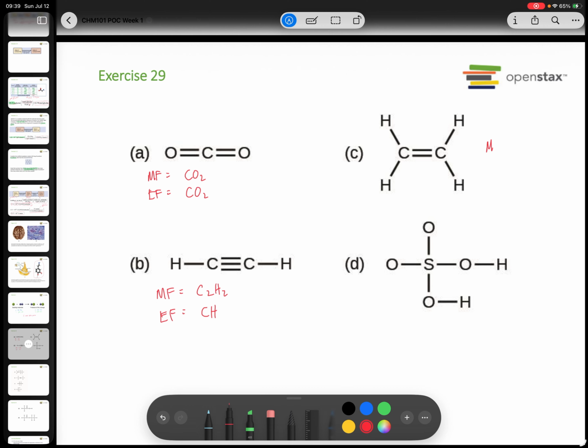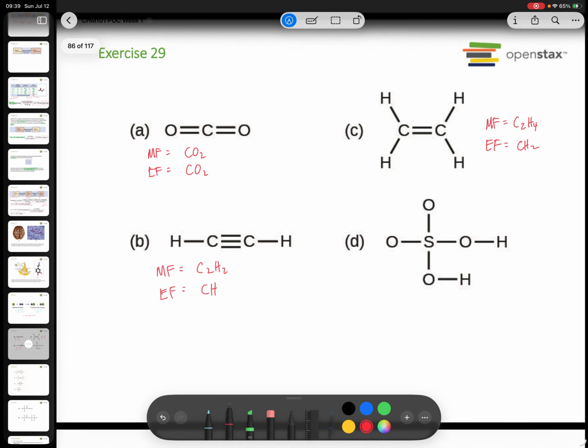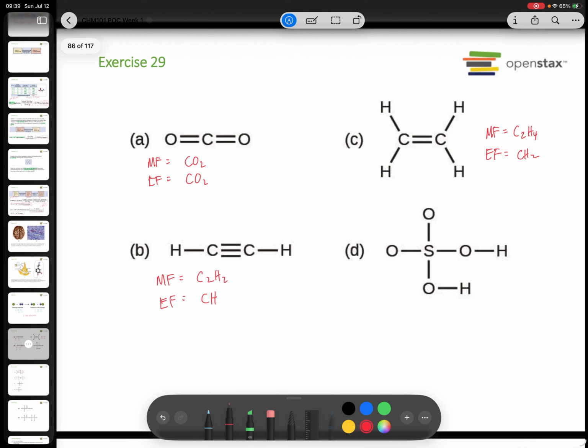Next is C2H4. What is the empirical formula here? CH2. Divide by 2. So, the 2 becomes 1 for carbon and 2 for hydrogen. Lastly, we have the molecular formula, which is, let's see, what is it?